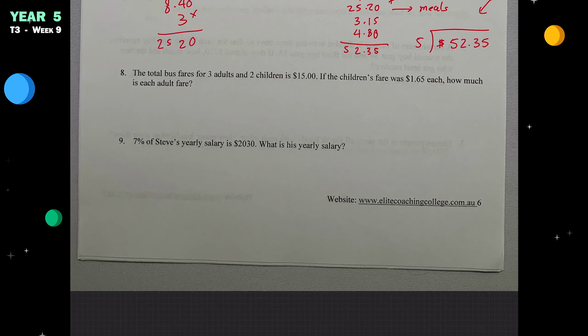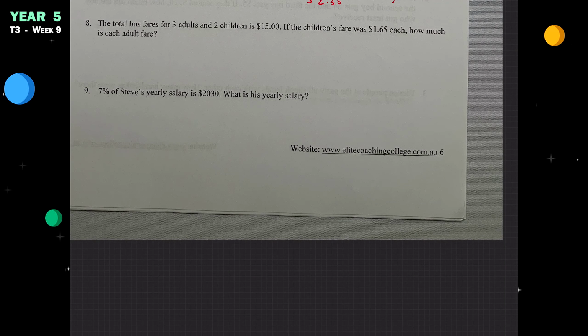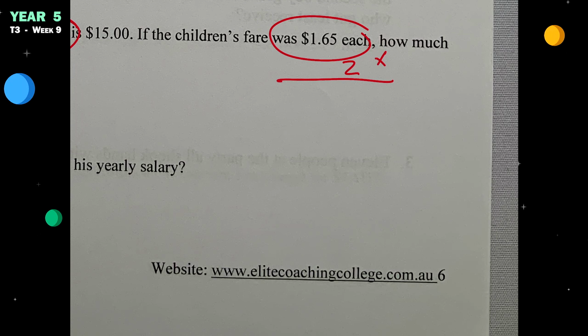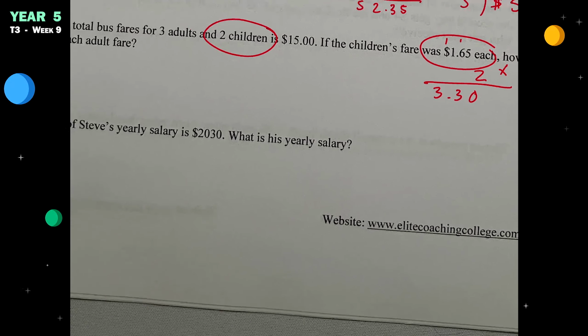Okay, I'm moving on. The total bus fare for 3 adults and 2 children is $15. If the children's fare was $1.65 each, how much is the adult ticket? So how many children are there? 2 children. So we times the children's fare by 2. 2 times 5 is 10. 2 times 6 is 12, plus 1 is 13. 2 times 1 is 2, plus 1 is 3, so $3.30.